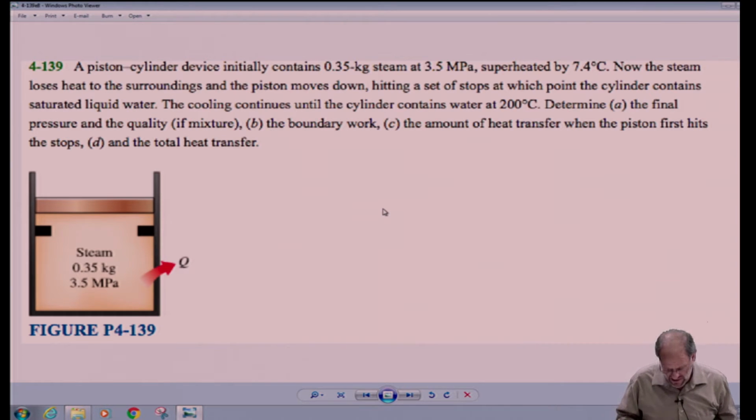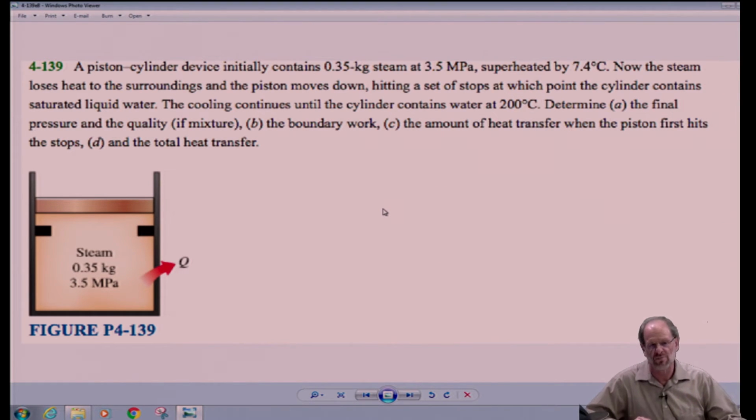And this is where things get difficult. It says the cooling now continues until the cylinder contains water at 200 degrees Celsius. By the way, when the author uses the word water, he doesn't mean saturated water, doesn't mean liquid water, doesn't mean vapor water. It could be anything. It could be any phase. So all we know is that it's at 200 degrees at that final point. So the cooling will continue. We finally get to 200 degrees Celsius, and that's when the problem ends.